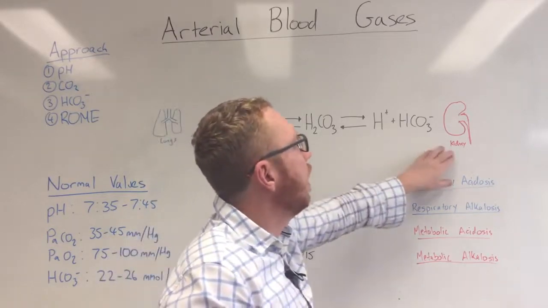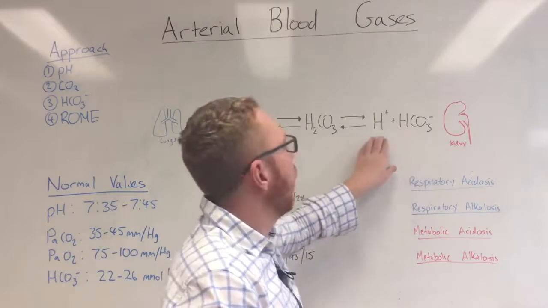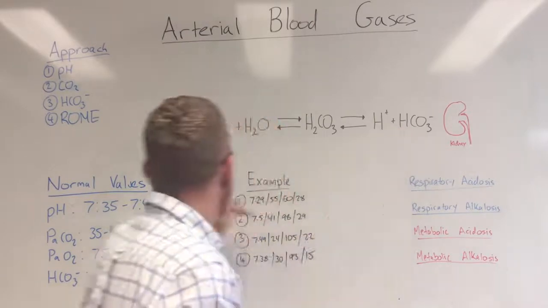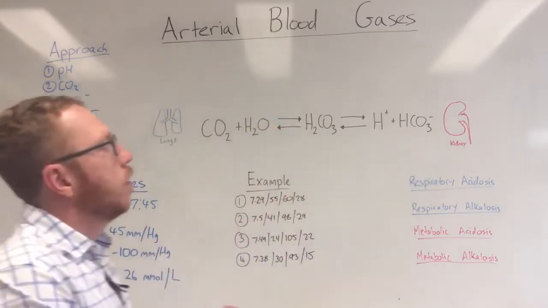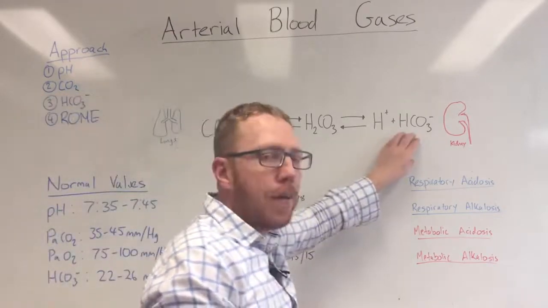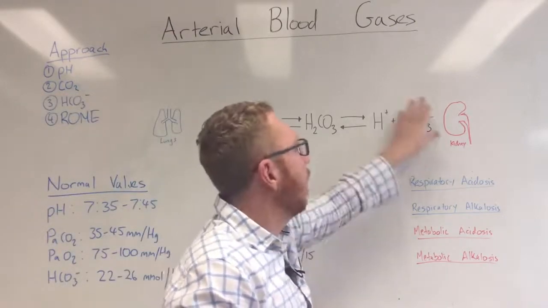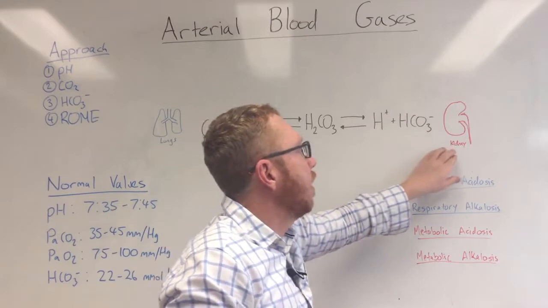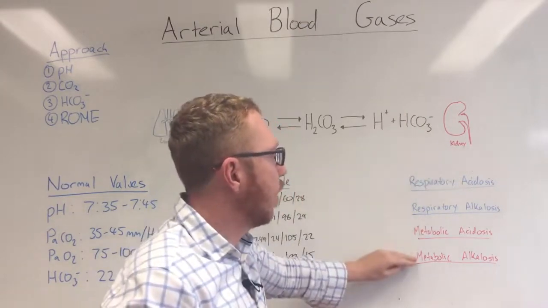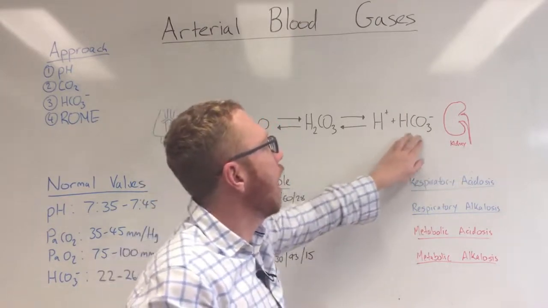That would mean your kidney has to make more of this to try and buffer this out so your pH doesn't go out of whack. So it's important to note if your bicarbonate levels are out of whack, that would mean it's a kidney thing, which means it's a metabolic thing.